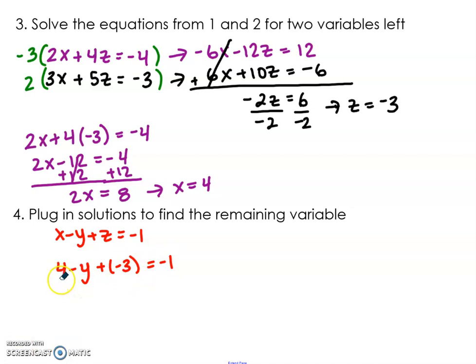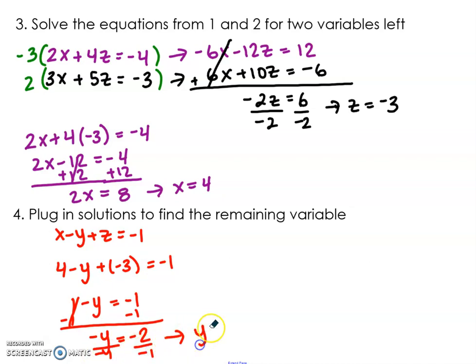So if I combine like terms, 4 and a negative 3 is going to give us 1. So 1 minus y equals negative 1. To get y alone, I'm going to subtract 1. So negative y equals negative 2. And then I'm going to divide by negative 1. So y is equal to positive 2. So again, we want to write our answer as an ordered triple. So we're going to go in alphabetical order. So we've got x, which is 4, y, which is 2, and z, which is negative 3.